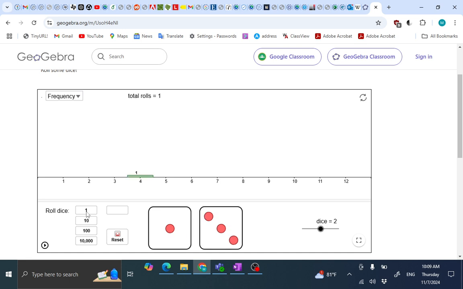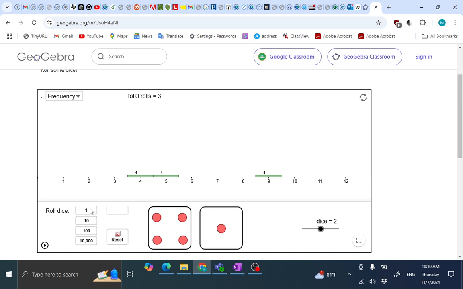I roll that dice. Well, I got a 4 now. 3 plus 1 is a 4. By now I have one case in which I got a 4. Let's throw this thing again. 5 and 4 is total 9. I got one case where I got 9.